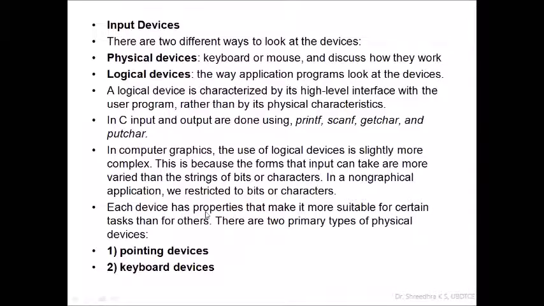Each device has properties that make it more suitable for certain tasks than for others. These are the two primary types of physical device: one is called a pointing device, the other is called a keyboard device. With this introduction to these devices, note this, as in the exam you will get a question: what are the different ways you can look at devices? One is physical device and the other is logical device. Sometimes they ask you to explain any one of the devices in detail.